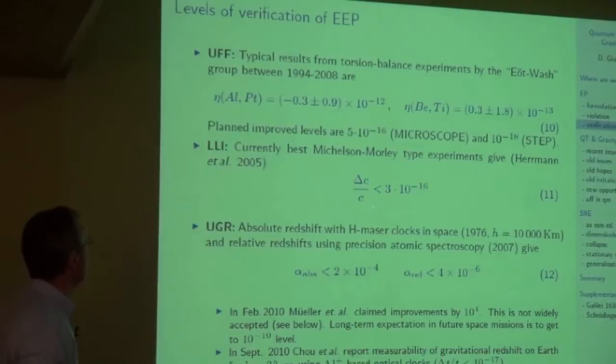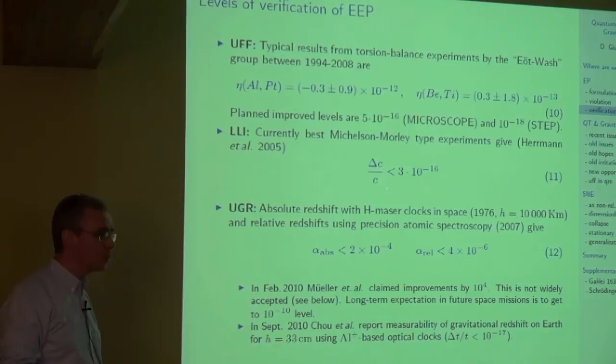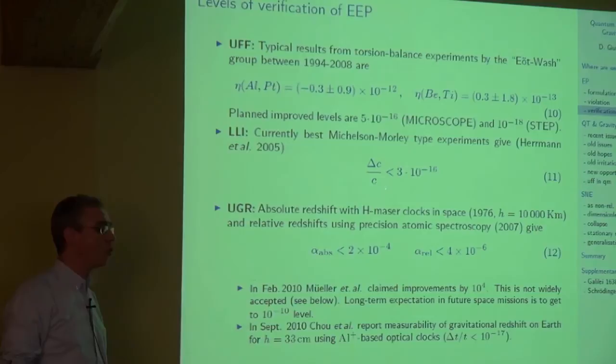The best Michelson-Morley experiment with microcavities is 10 to the minus 16. But this tests only the preferred time-like directions, so whether there's a preferred rest frame, preferred frame effects. So preferred frame effects are excluded up to this order.